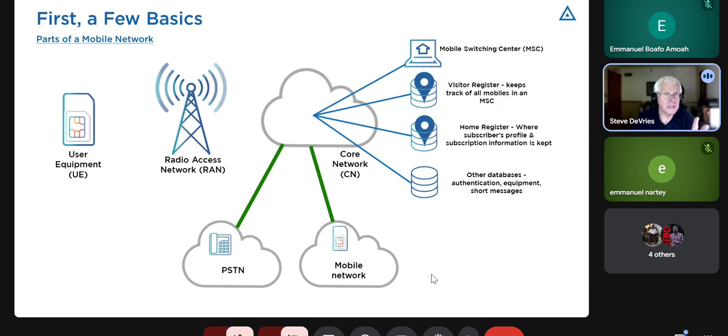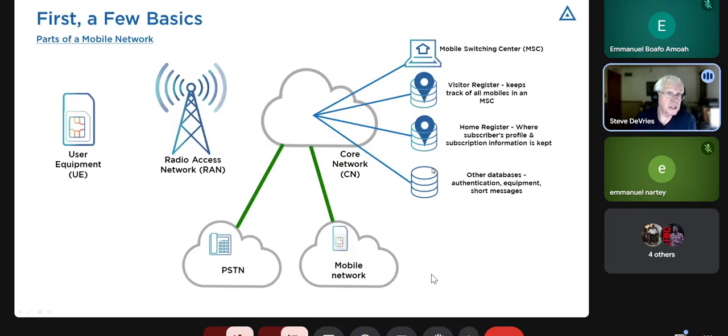And there are other databases that make up a core network, things that are used for authentication. When you use your mobile phone, the system wants to authenticate you. Make sure this is really who it is. Make sure, is this really you? So the network will authenticate you.